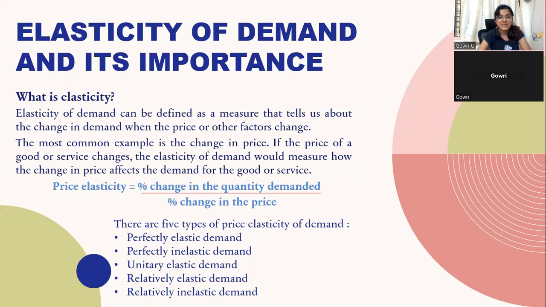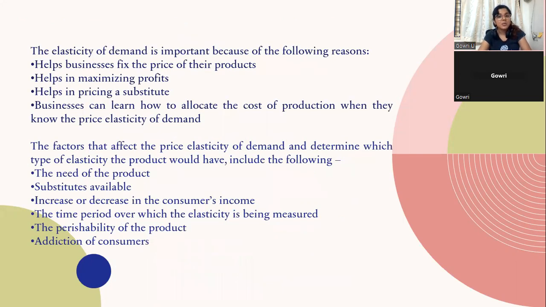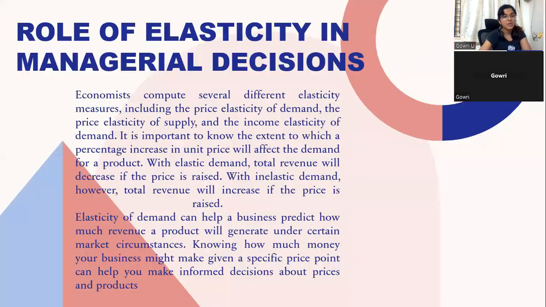Price elasticity is the percentage change in quantity demanded divided by the percentage change in the price. We have five types of price elasticity of demand. It is important because of the following reasons. It helps businesses fix the price of their products, maximize profits, helps in pricing a substitute, and they can learn how to allocate the cost of production when they know the price elasticity of demand. These are very crucial from a business and an economist's point of view.